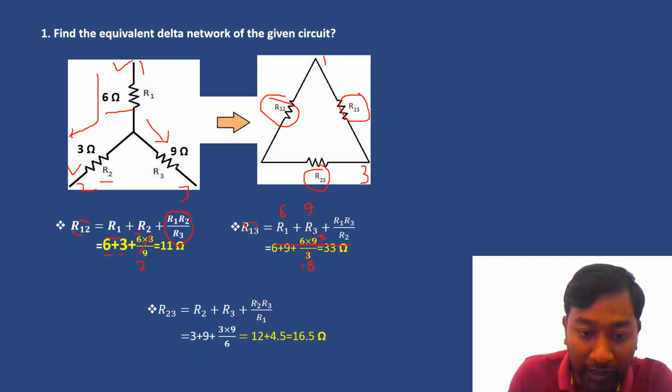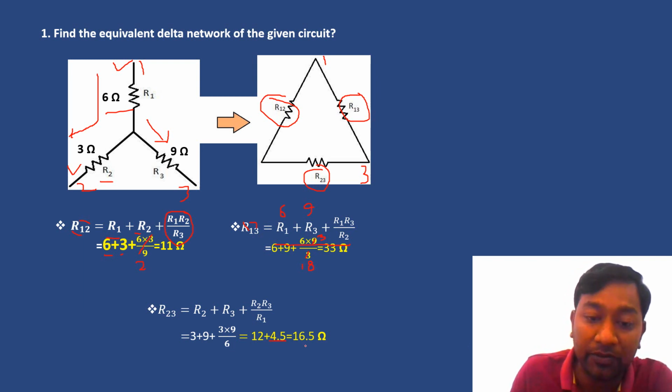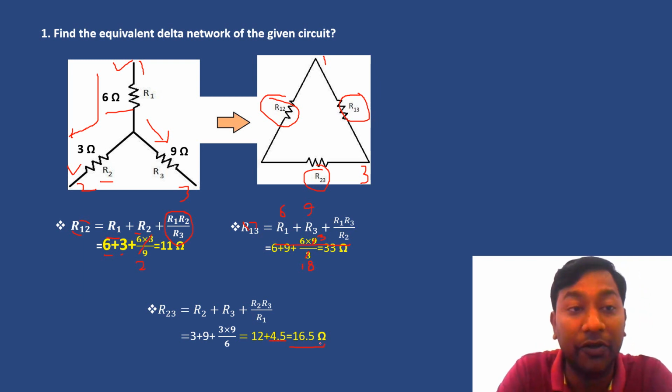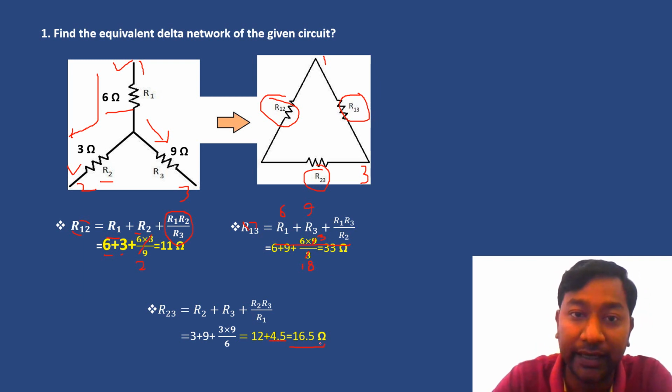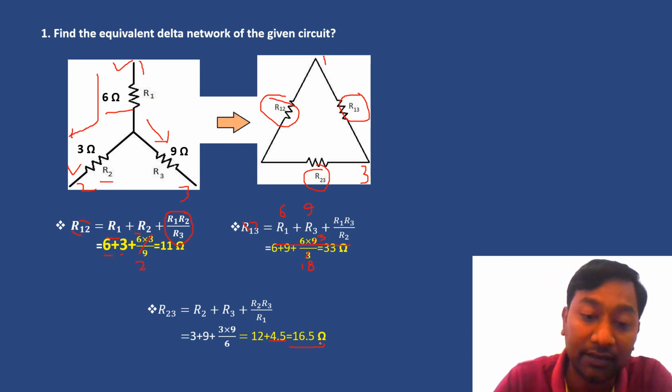So we are getting 12. 3 plus 9, what is the value? 12. 3 into 9 is 27, divided by 6 equals 4.5. So we are getting 12 plus 4.5, 16.5 ohm. So this is the equivalent delta network of the given circuit.